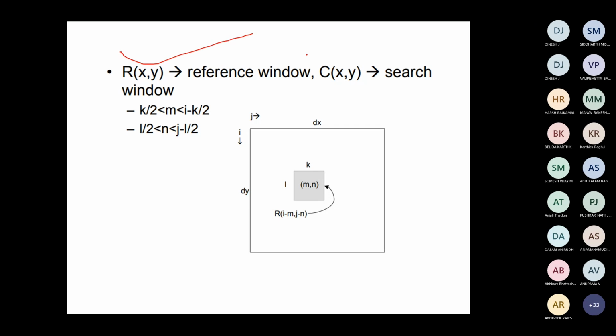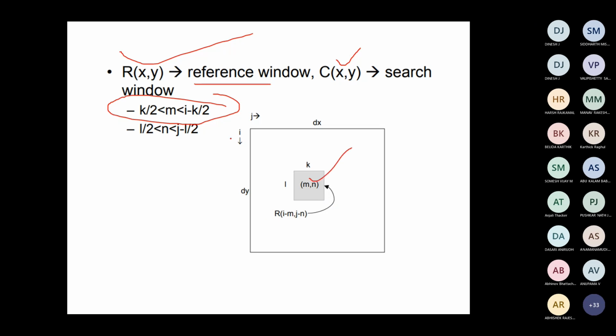Here, if you see this, C is the search window and R is the reference window. The window size can be from K by 2 to I minus K by 2, and L by 2 to J minus L by 2. So K, L we have to give, and N is the size, or the pixel value here.